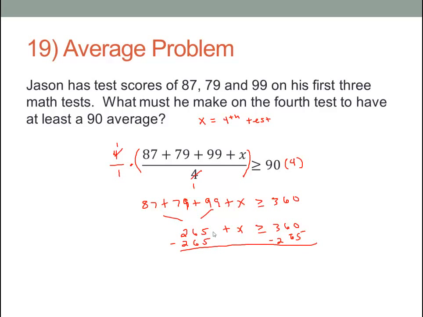So 265 minus 265 will cancel out over on my left-hand side, and I have positive X, which is what I want. It's greater than or equal to 95. Now what that tells me is he must make at least a 95 on his 4th test to have an average of 90.